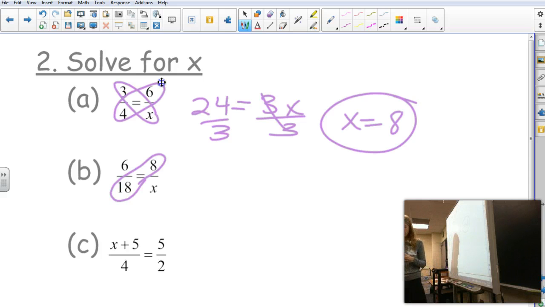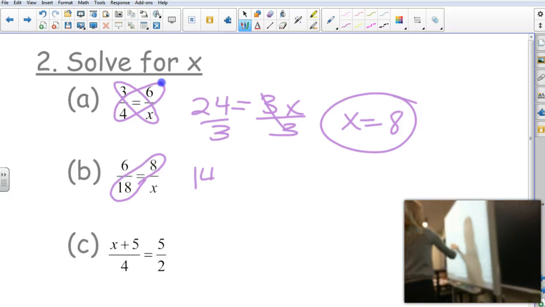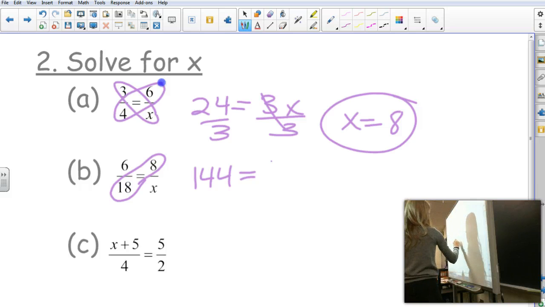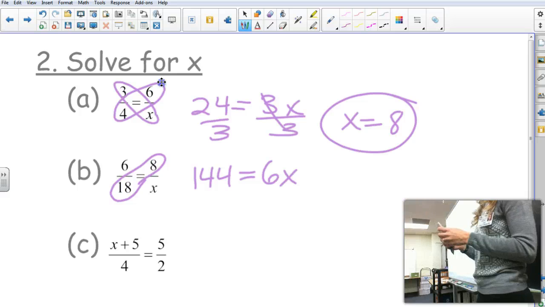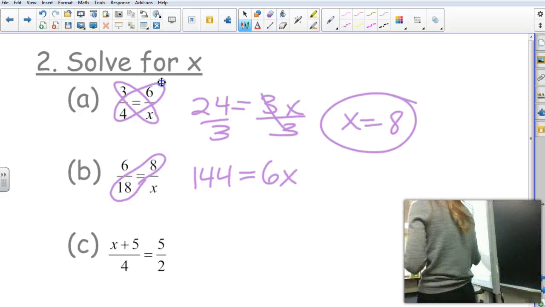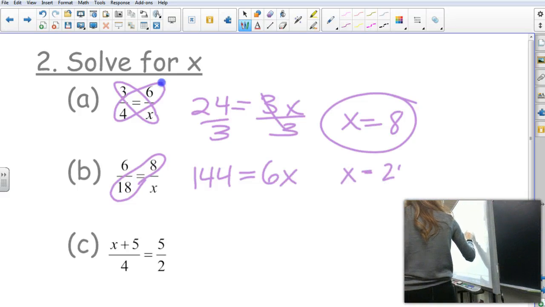What is 8 times 18? 144 equals 6 times x. Then we divide 144 divided by 6. 24.